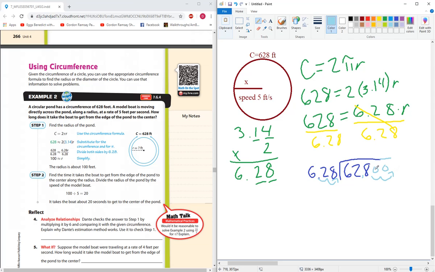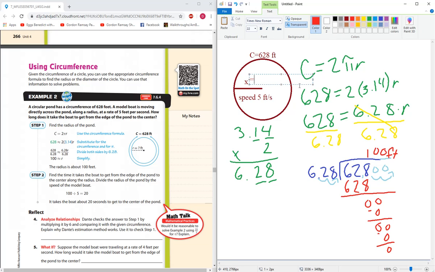All right. So now this is 628 divided by 62,800. How many times does 628 go into 628? Once. So that becomes 628. And then look at that. How many times does it go into 0? 0 times. And how many times does it go into that 0? Also 0 times. So the final answer is, oh, not the final answer, but the radius is 100 feet. So right now, we know that x is equal to 100 feet.